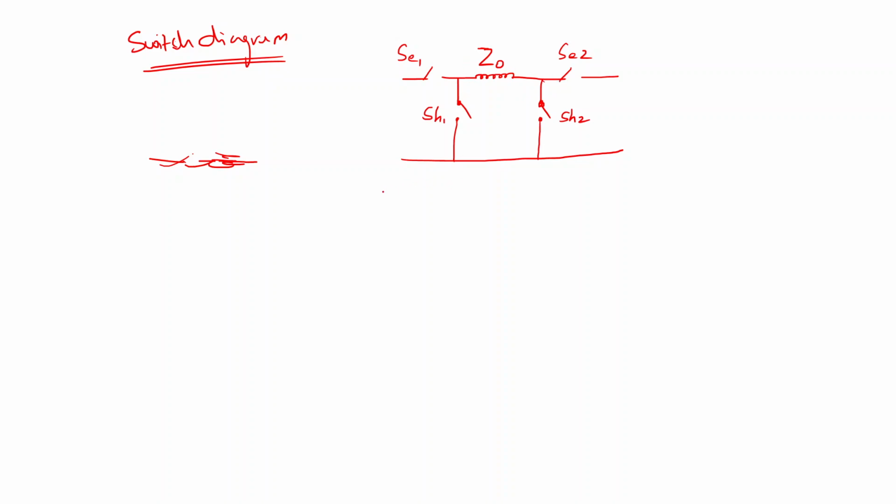And this part from here to here is primary, and here to here is secondary. Primary side of the transformer, secondary side of the transformer. And this is the series switch of the primary side, one represents the primary side, and this is the series switch of the secondary side, two represents the secondary side. This is the shunt switch of the primary side, shunt switch of the secondary side.